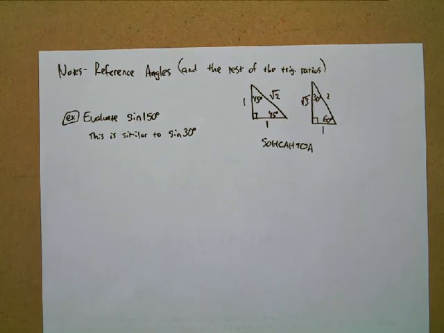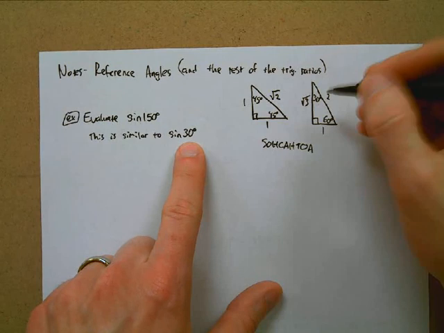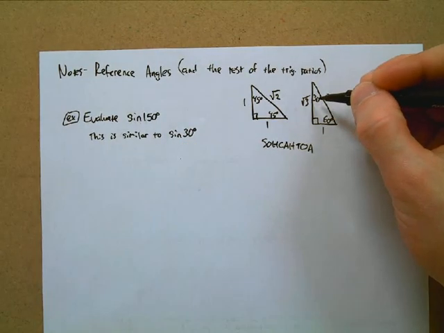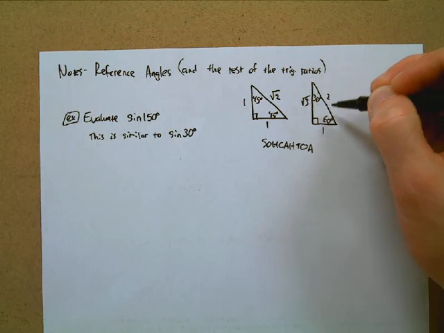So, sine of 30 degrees. Here's what we do, right? We go to that 30 degrees in our special right triangle right here. We use sine. What is sine? Sine is opposite 1 over hypotenuse 2. So sine of 30 degrees is 1/2.